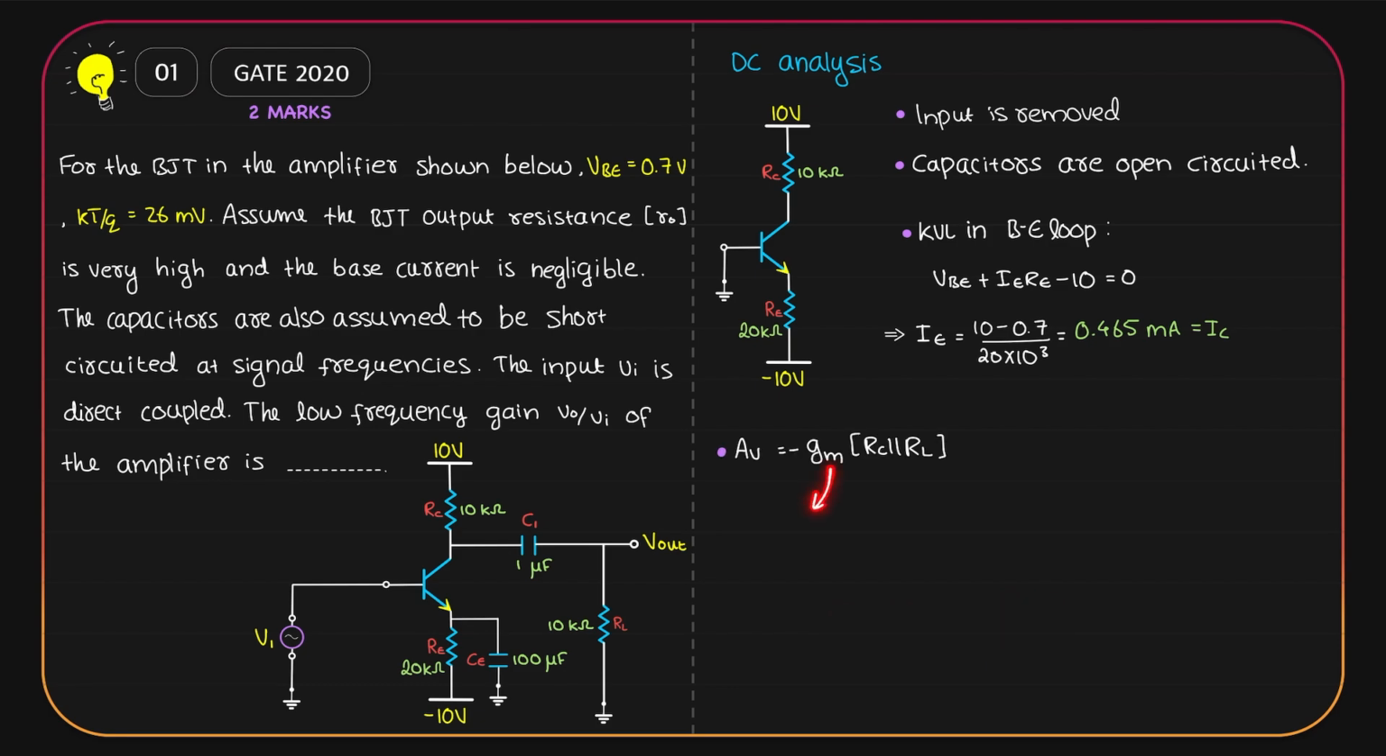Now gm is given by IC by VT. IC is 0.465 milliampere, VT is 26 millivolt. We need RC parallel to RL. RC is 10 kilo ohm, RL is also 10 kilo ohm. So the equivalent resistance when these two are in parallel is 5 kilo ohm. If we do the calculation, we get that the gain is negative 89.42. And that is our final answer.